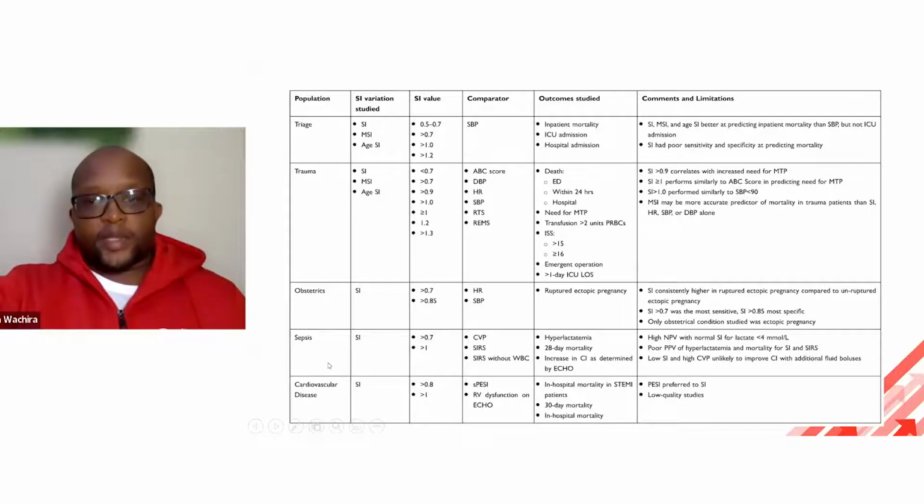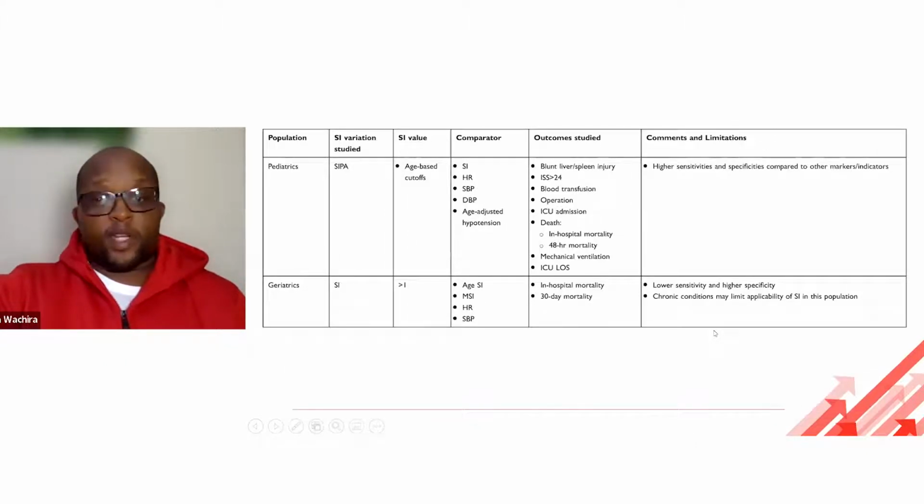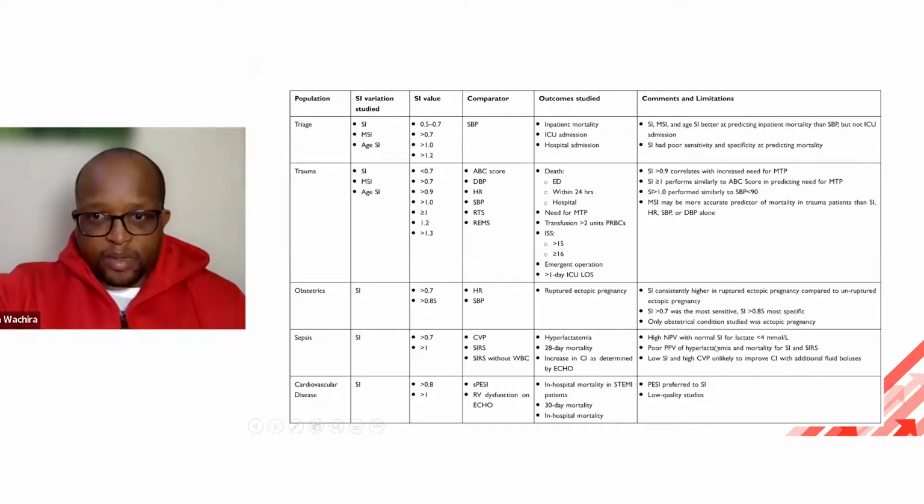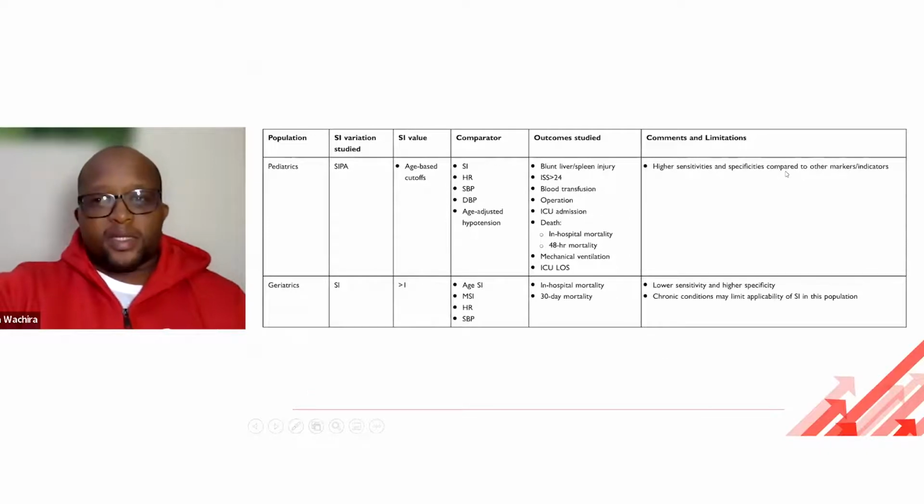If you look at things like sepsis, there is a high negative predictive value with a normal shock index. So if your shock index is normal in a septic patient, then that's a high negative predictive value in terms of mortality and in terms of lactate measurement. If you look at cardiovascular disease, not many studies looked at that. In pediatrics, there's actually a pediatric-specific shock index, with higher sensitivity and specificity compared to other markers and indicators.